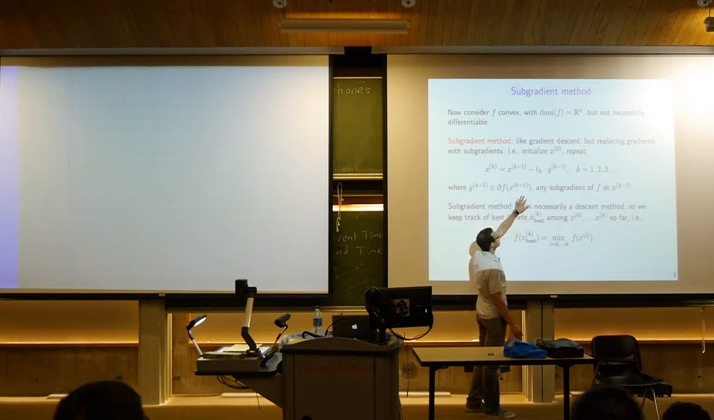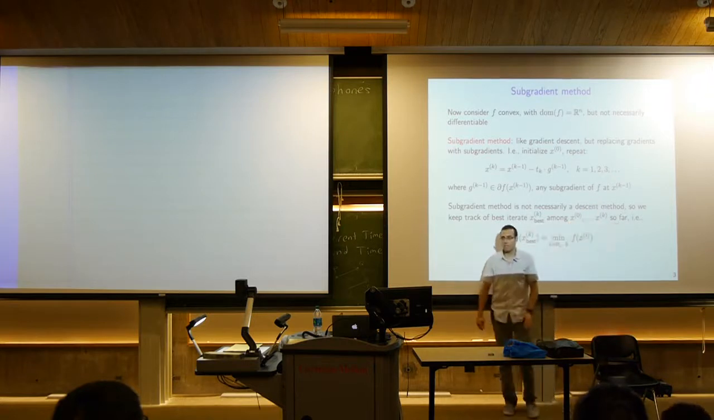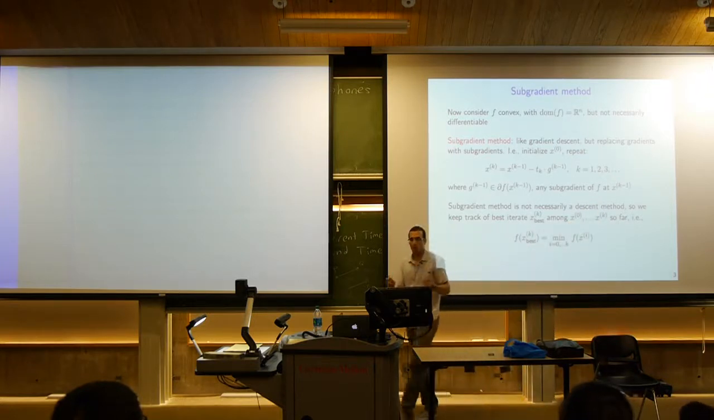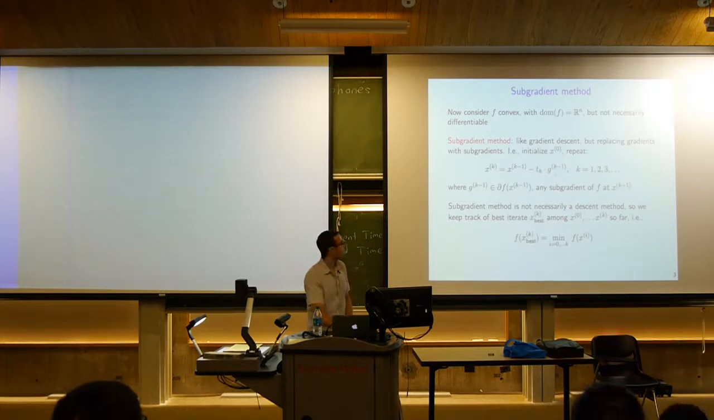So at each iterate x^(k-1), I just look at subgradients of my criterion at the point x^(k-1), and I just pick any of them, call that g^(k-1), and I'm going to update x in the direction of minus g^(k-1). Okay, where this t_k plays the role of a step size again.